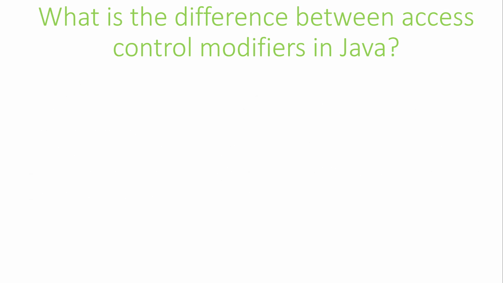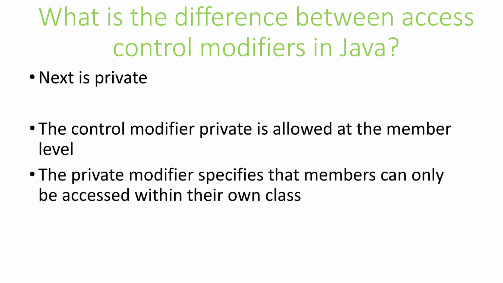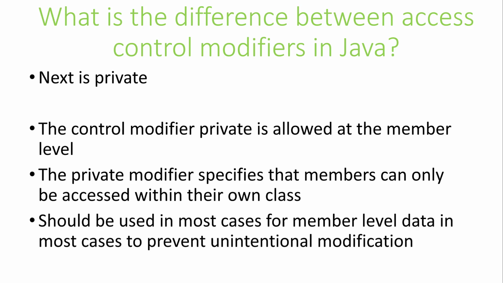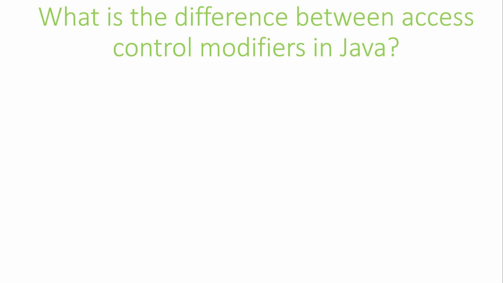Next up is the private access modifier. The private access modifier is allowed only at the member level and not at the class level. Private access means that members, once again fields and methods, can only be accessed within their own class. The private access modifier should be used in most cases for member level fields to prevent unintentional or malicious modifications to the data. Finally, there's the protected access modifier.